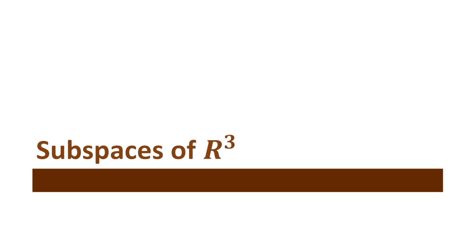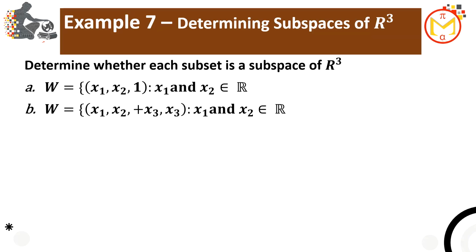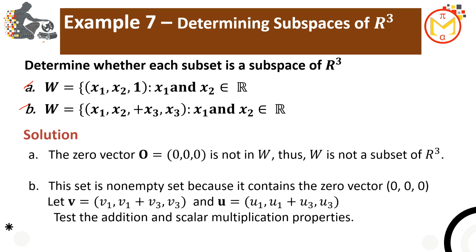All right, let's move to R cube, subspaces of R cube. Now we have three components. And we have two problems here, A and B. Determine whether each subset is a subspace of R cube. For A, the zero vector (0, 0, 0) is not in W. Now, although it says here x sub 1, x sub 2 belong to the real numbers, there is a particular value here.